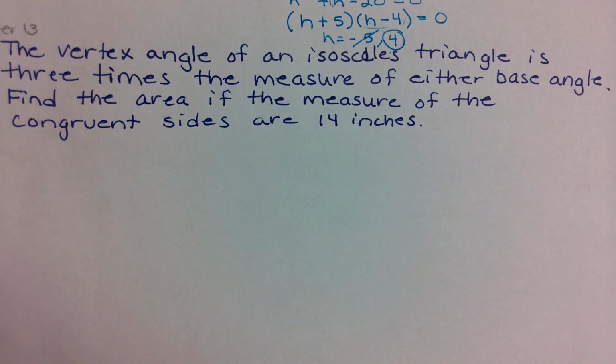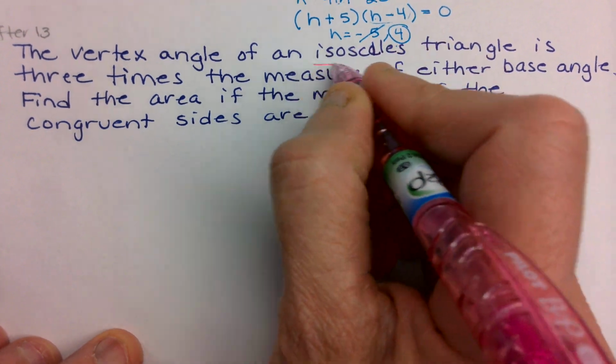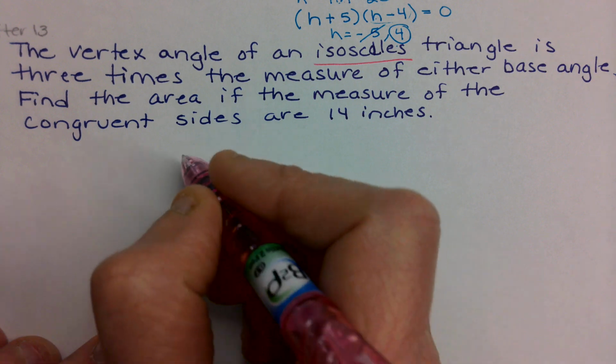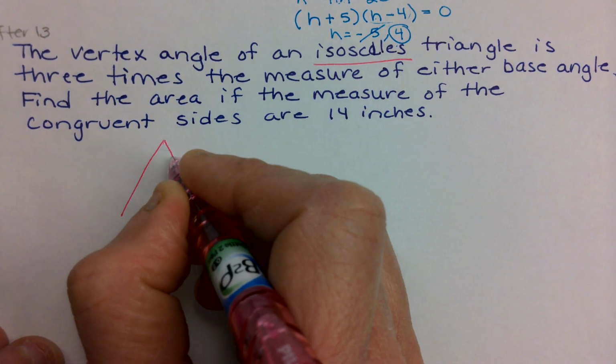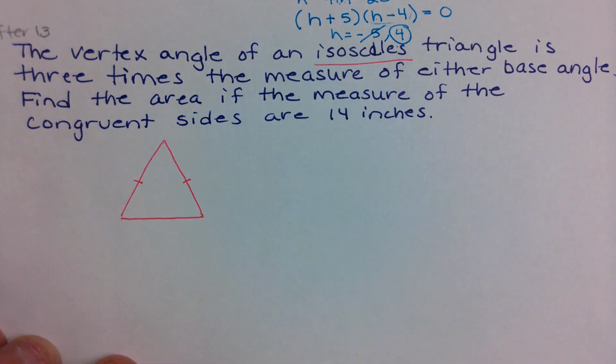Okay, the vertex angle of an isosceles triangle is 3 times the measure of either base angle. Oh, isosceles. I missed a very important word there, and it looks like it's also spelled wrong. Okay, anyway, isosceles. I'm just going to write that so I remember. The vertex angle is 3 times the measure of either base.